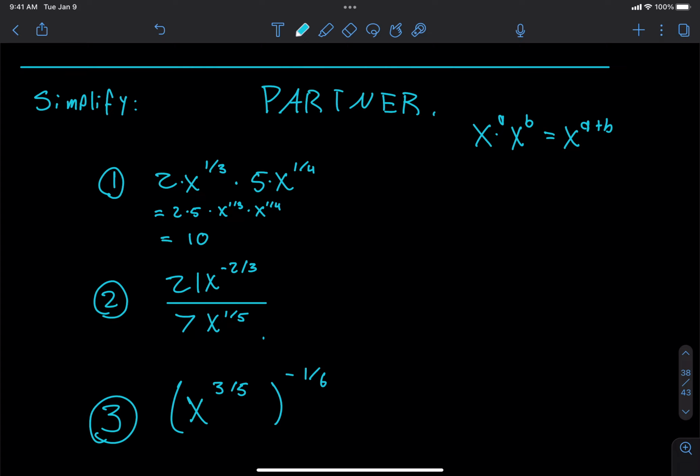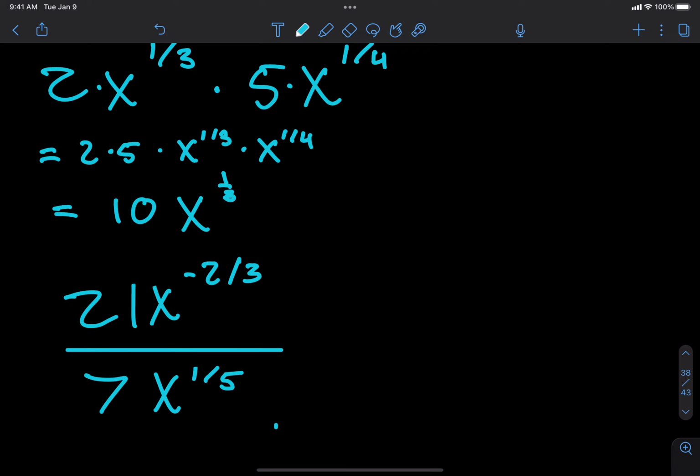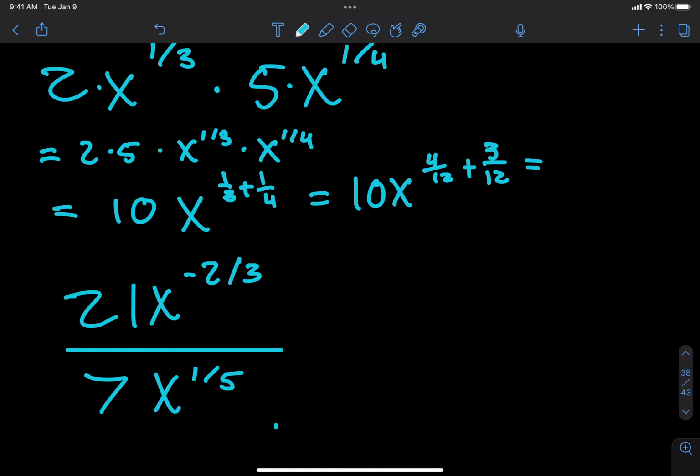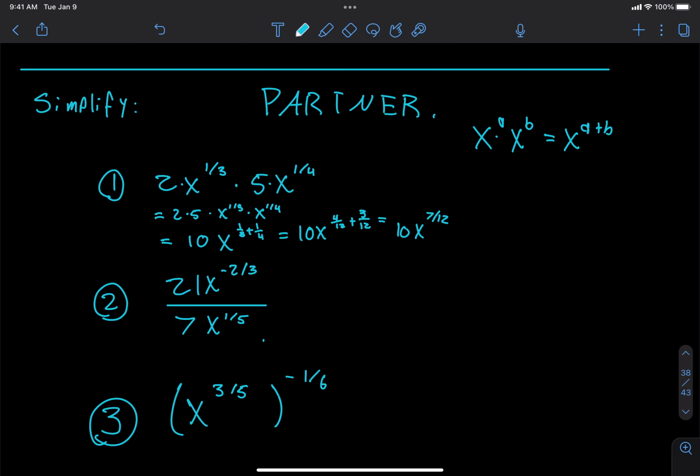So I'm going to rewrite this as 10 times x to the 1/3 plus 1/4. How do I do 1/3 plus 1/4? Find a common denominator. I get 10x to the 4/12 plus 3/12, right? Which is 10x to the 7/12. Any questions on that one?